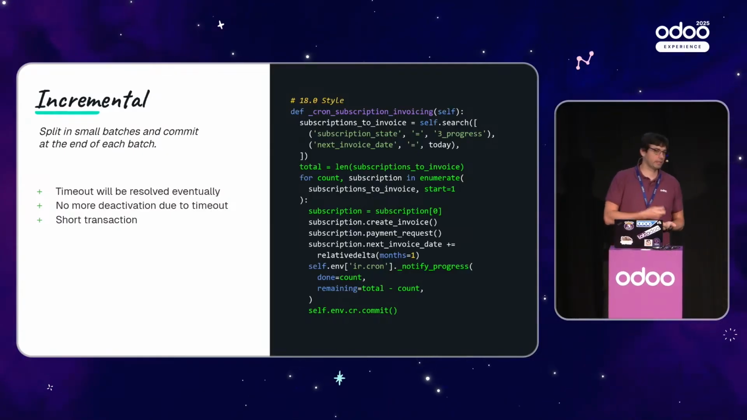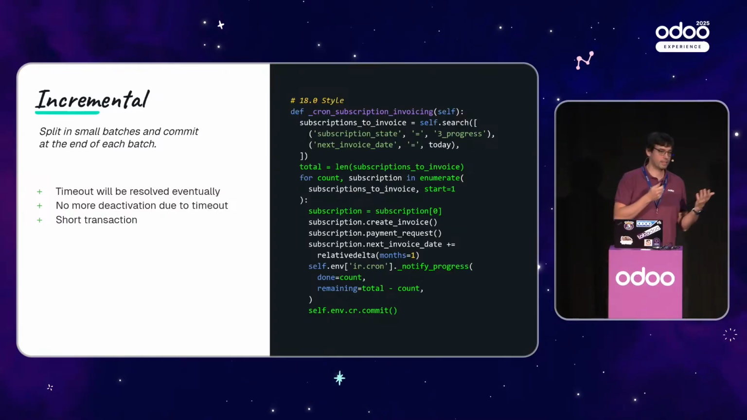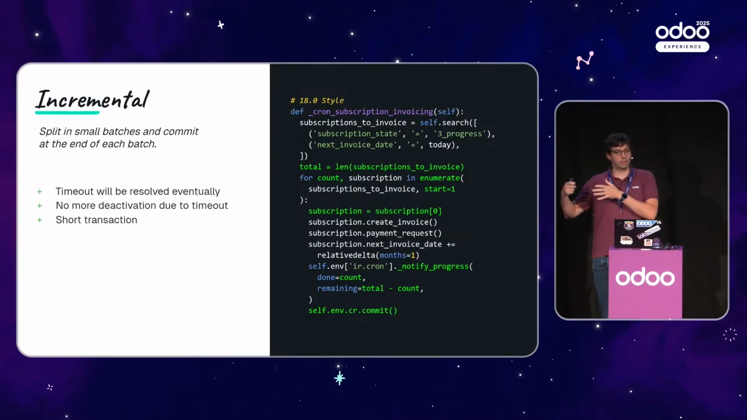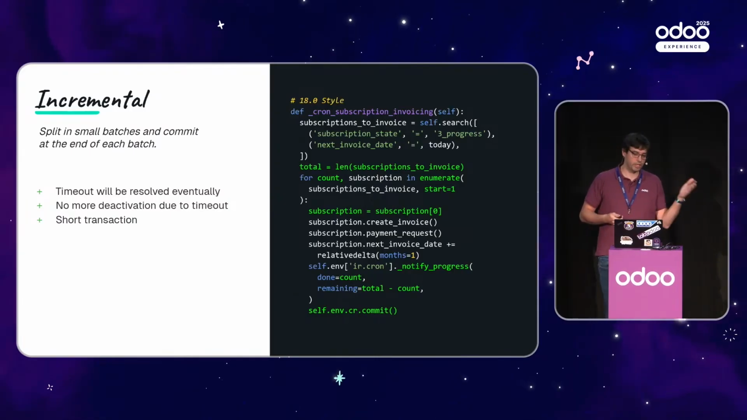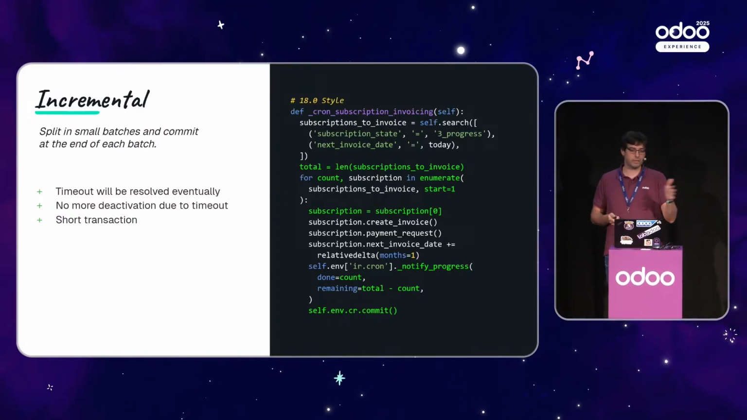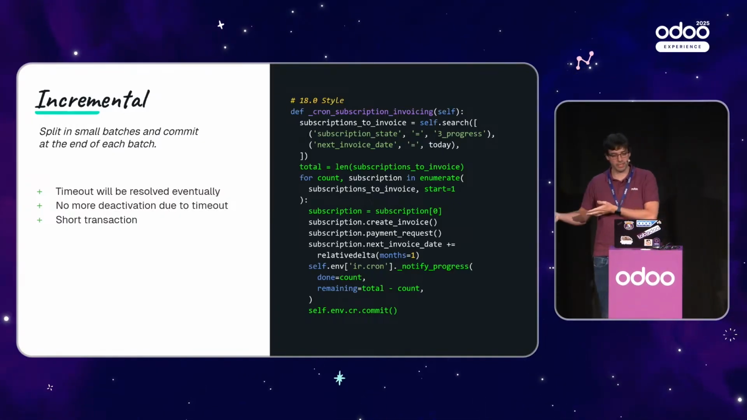How do we implement that in version 18? Well, you are going to use notify progress and commit. To notify your progress, you need to know how many records you already have achieved. Enumerate is really good for that. We start at 1. And the remaining is just the total, so the number of records we have to process, minus what you already achieved.